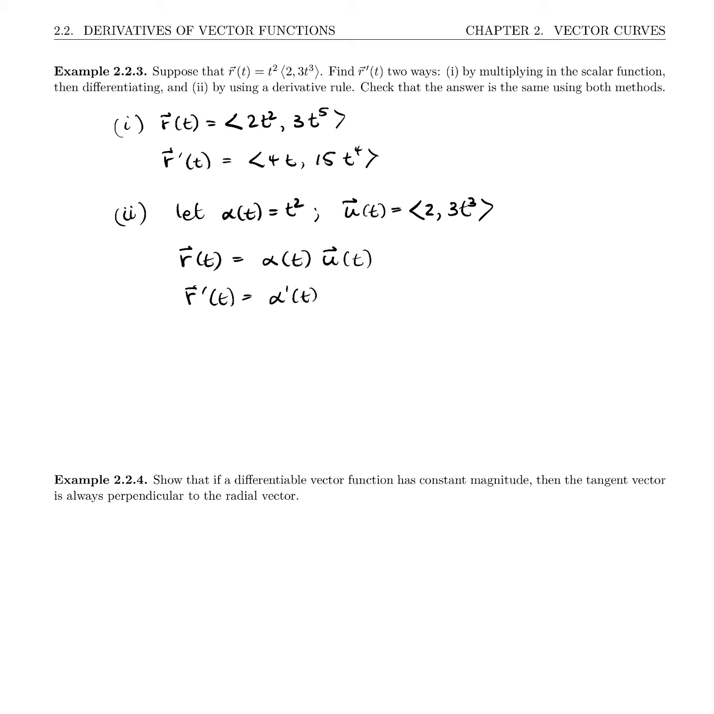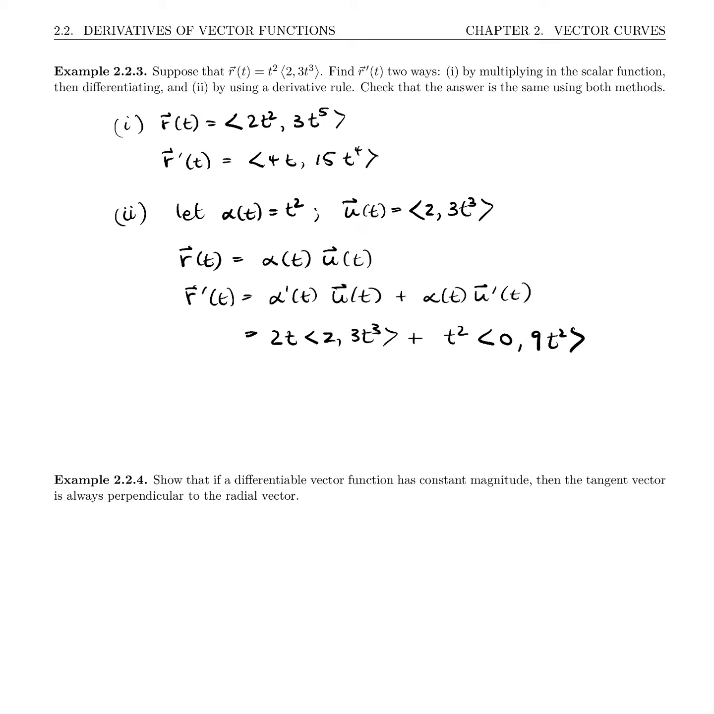Alpha prime of t u of t plus alpha of t times u prime of t. So alpha prime, if we take the derivative of alpha, we're going to get 2t times the vector 2, 3t cubed, plus alpha, so t squared, times the derivative of u of t. So the derivative of a constant 2 is 0, and then we get 9t squared.